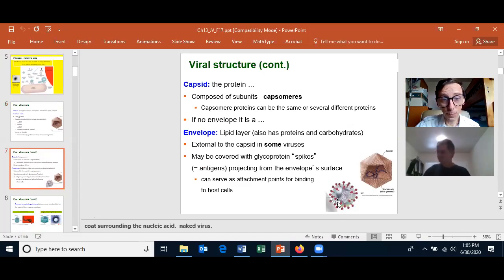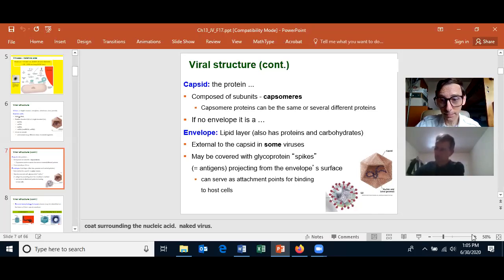Viruses, besides their genome, will be surrounded by a protein coat. We call that the capsid. The different subunits of the capsid are called capsomeres. If there's no envelope, it's called a naked virus. And if it has an envelope, then we call it an enveloped virus. Only some viruses have an envelope, and these are the viruses that have the budding life cycle. Any questions about that? Enveloped viruses tend to have spikes on them.